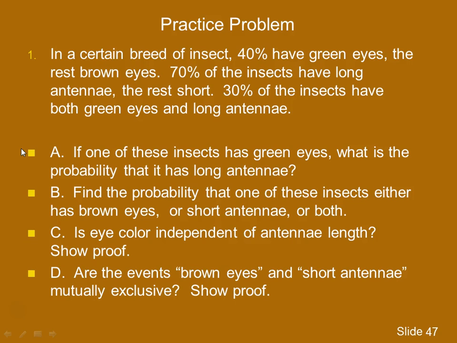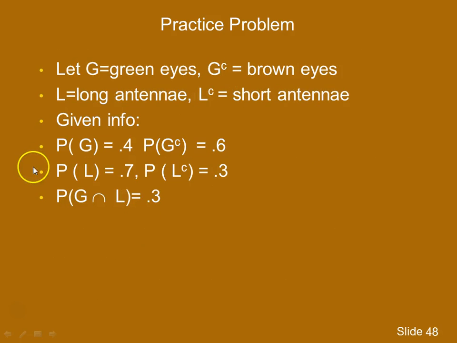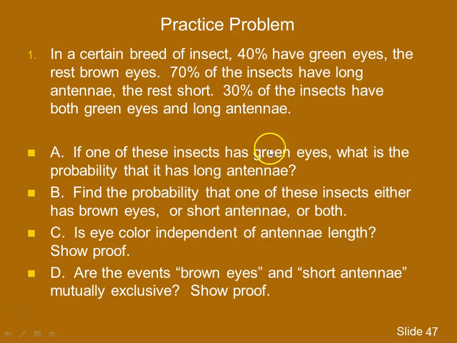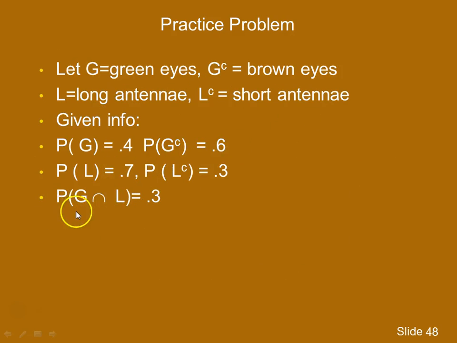70% have long antenna and the rest short. So that's our next given piece of information. Probability of L is 0.7 and its complement 0.3. Lastly, 30% of the insects have both green eyes and long antenna. Again, this and this both is the intersection. So the last piece of information is the probability of green eyes intersect long antenna is 0.3.